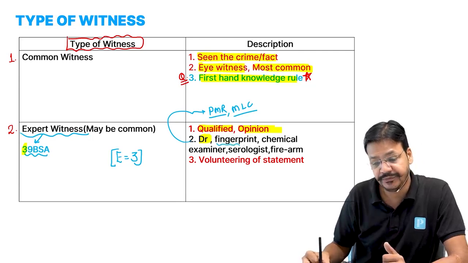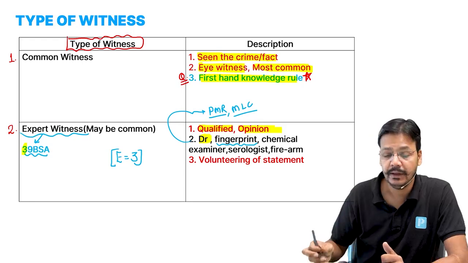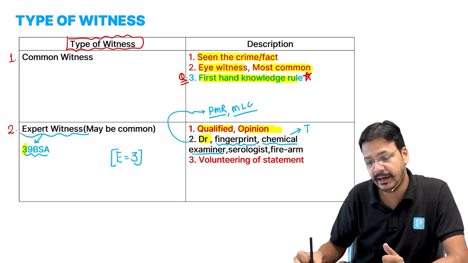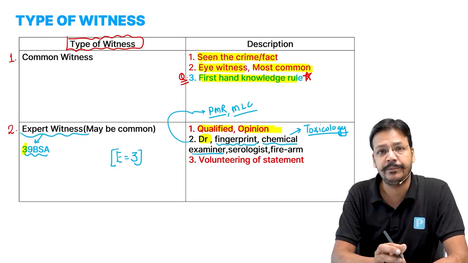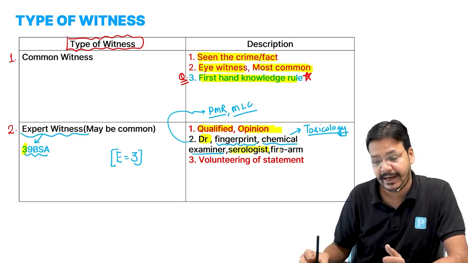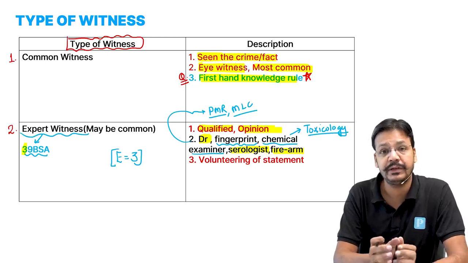Another expert witness is fingerprint expert, because fingerprint expert examines the fingerprint. The third is chemical examiner. My dear friend, chemical examiner gives toxicology report. Fourth is serologist, the blood report. And the fifth is firearm expert. Firearm expert gives the range of bullet, weapon, the types of weapon, everything is given by firearm expert. So all are expert witnesses.